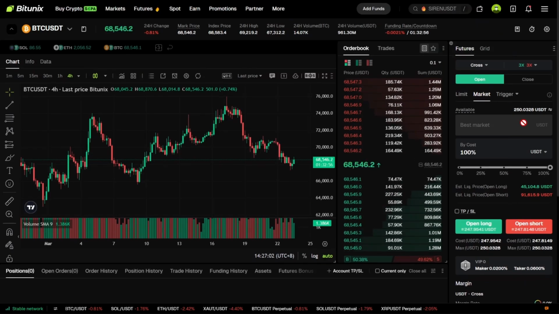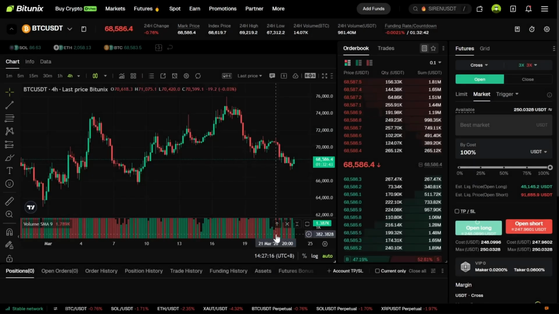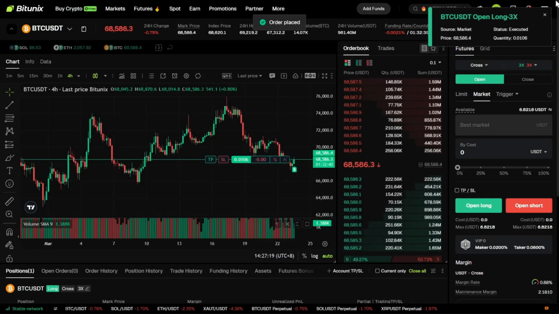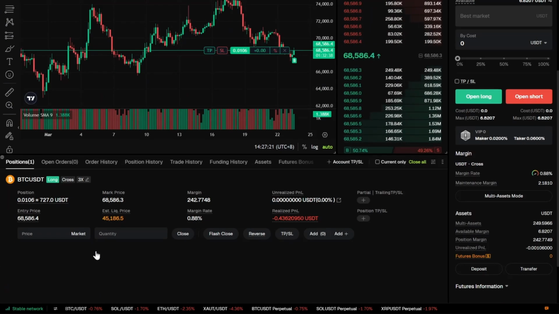So we're just going to open this trade, go over the details. We have that 3x market long on BTC, and we're going to open it and confirm. We can see the position was open. Under the position tab, here we can see my 3x cross long on BTC, my entry price, estimated liquidation price, my margin balance, my unrealized P&L, and my realized P&L.